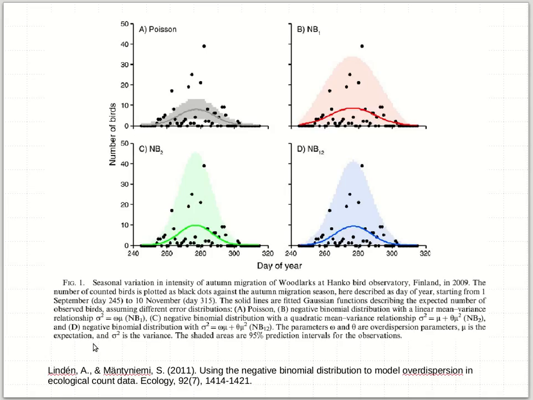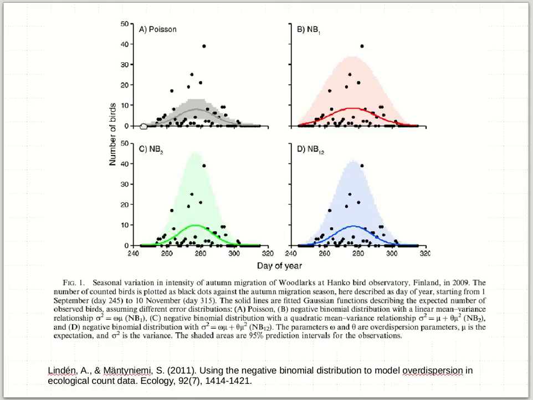Here is a data set from this paper where they're looking at negative binomial distributions for counting ecological data. This is, let's see, autumn migration of woodlarks in a field station, etc. Okay? So this is the days of the year, and they're counting how many birds they saw on certain days of the year. So this is the progression through the year, right?